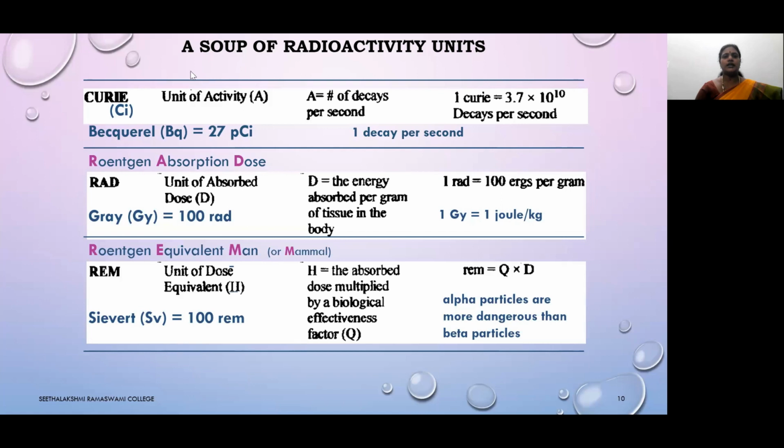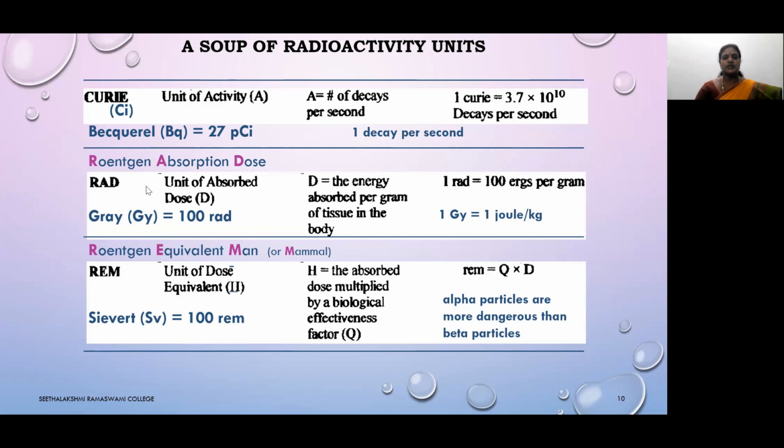So here I give you a soup of radioactivity units. Curie, unit of activity, is represented as A. A is equal to number of decays per second, and 1 Curie is equal to 3.7 times 10 to the power 10 decays per second. Becquerel, denoted by Bq, is equal to 27 picocurie, or 1 decay per second.